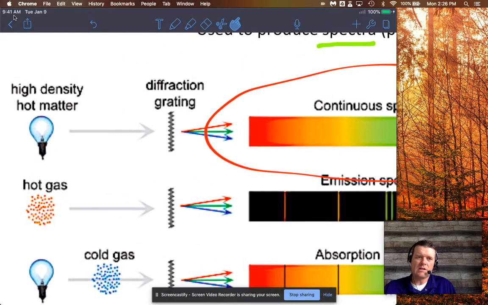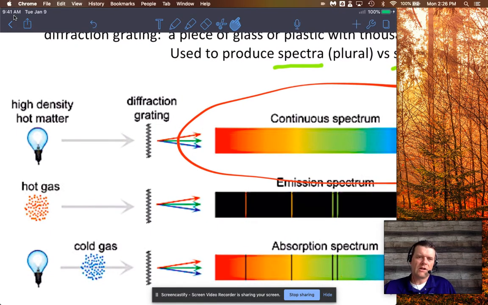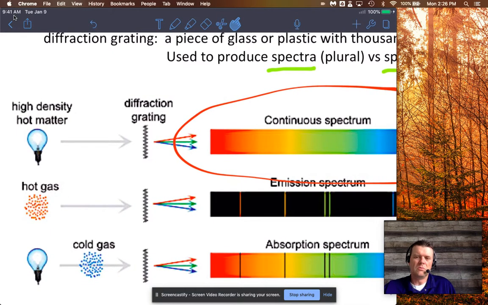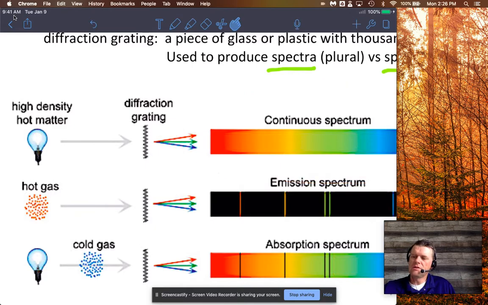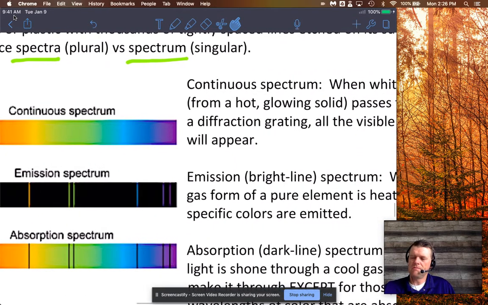So it says here a hot gas. If you did heat up a gas, and that's easy to do if you run electricity through it, in a glass tube is an easy way to do it, you have to pass that light through a diffraction grating in all cases. Then you create what's known as an emission spectrum or a bright line spectrum.